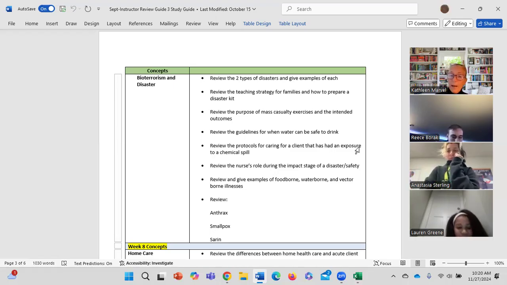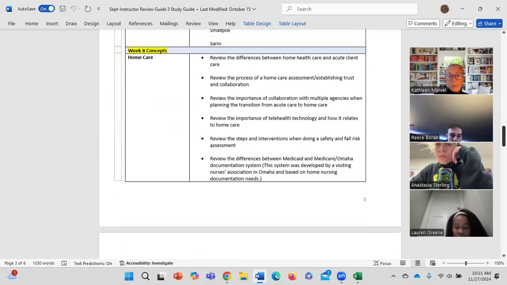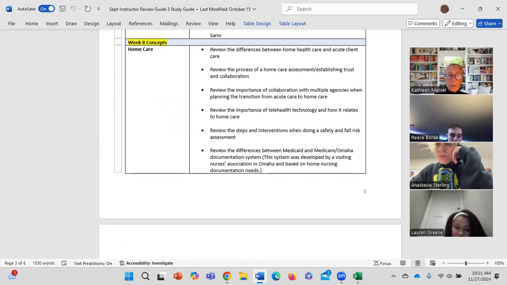And then review anthrax, smallpox, and sarin. We already covered sarin, respiratory complications, severe respiratory distress. We covered sarin, nerve agents, so we've already covered that. So be familiar with these three: anthrax, smallpox, and sarin. You can go back to your HESI prep and look at your anthrax. Week 8, we covered home care.